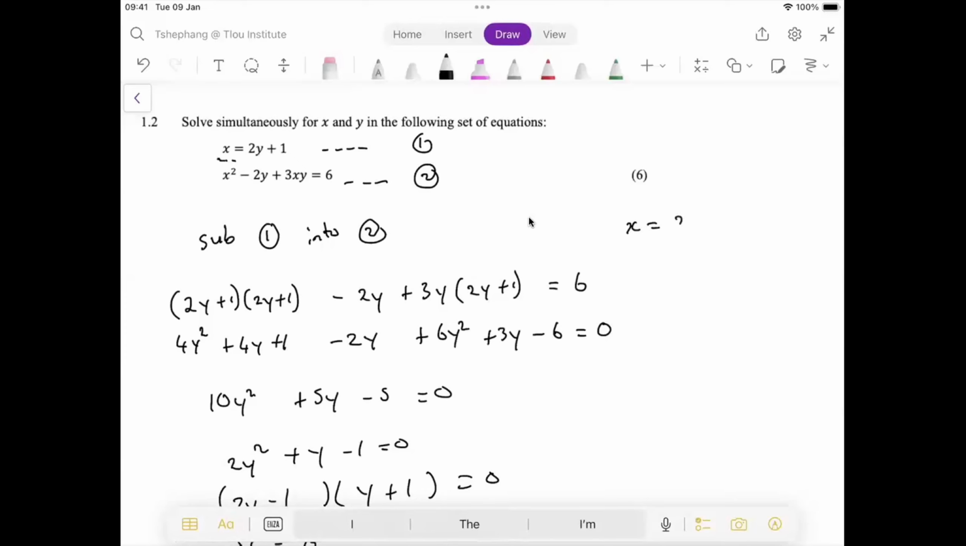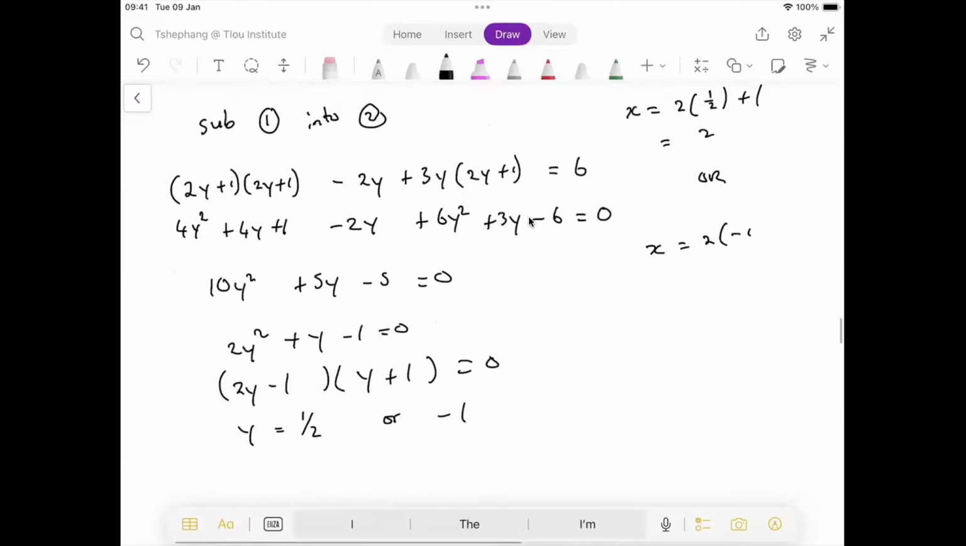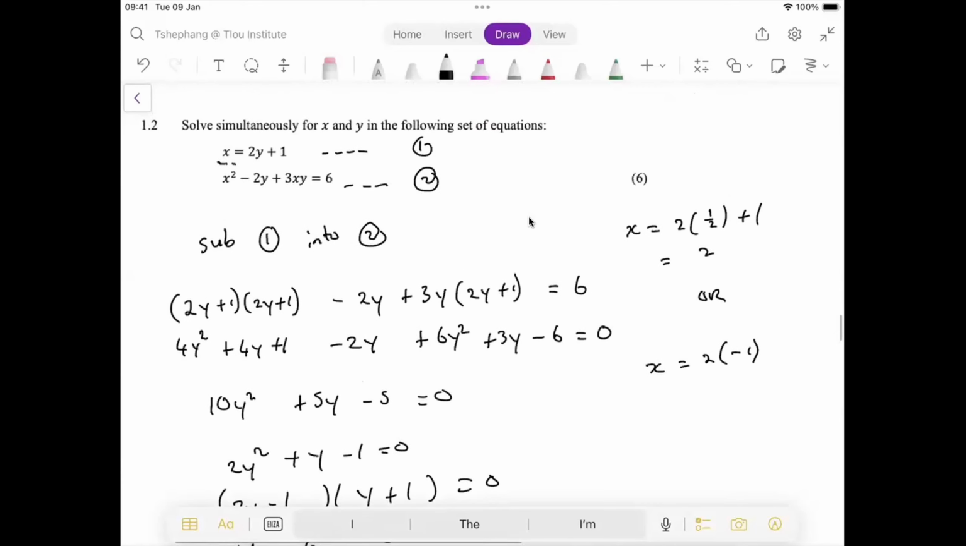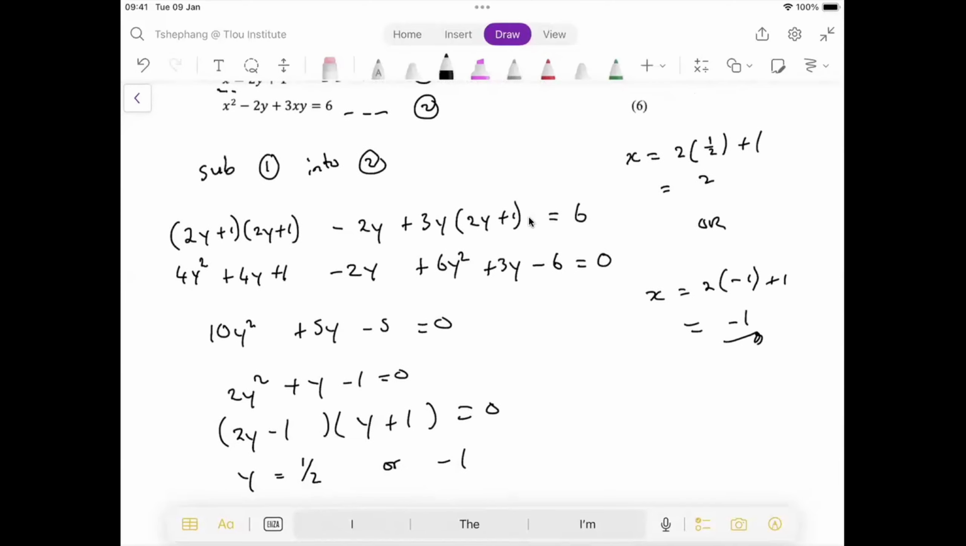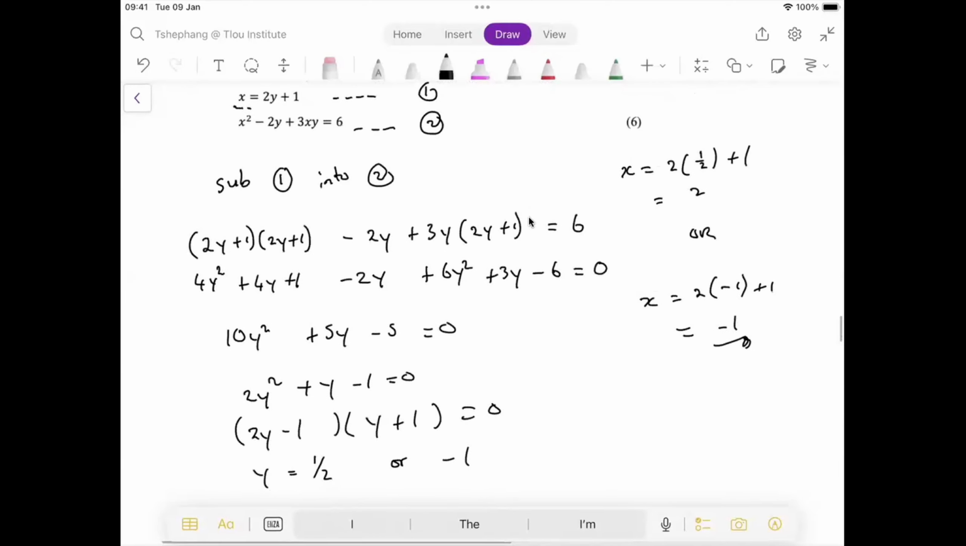So x is equal to 2 into 1 over 2 plus 1, which is going to give you 2, or x is equal to 2 into negative 1 plus 1, and that should give you negative 1 as the final answer. And that is how you would deal with this kind of a problem when they have solved for x. They've made your life easy. You didn't have to find equation number 3.